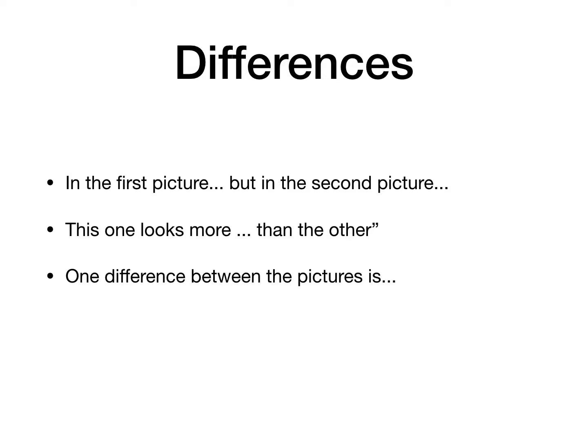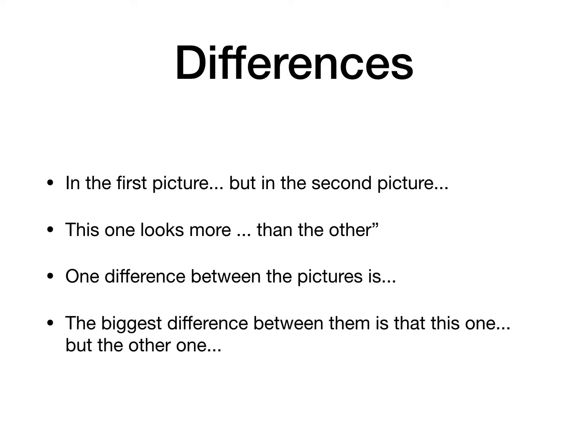And finally, if there's a really big difference between them, we could say the biggest difference between them is that this one, give a description, but the other one, and give a different description. So this again is a way that we show the biggest difference. Obviously, again, you could adapt the phrase a small difference between them or a significant difference between them to use more interesting language.